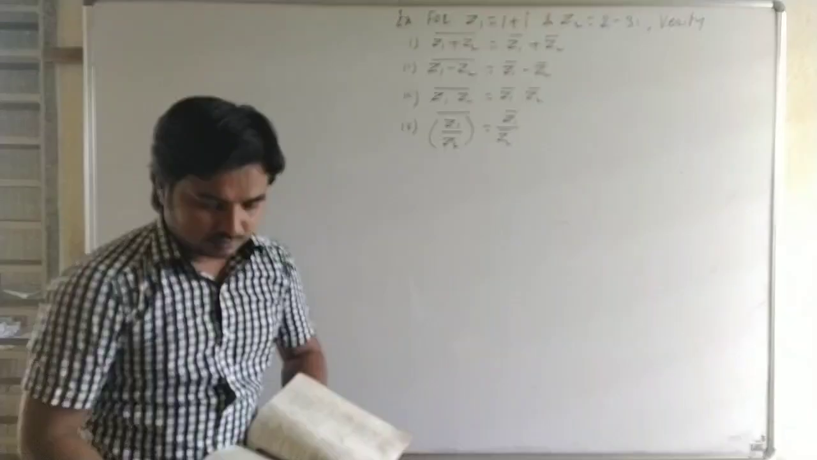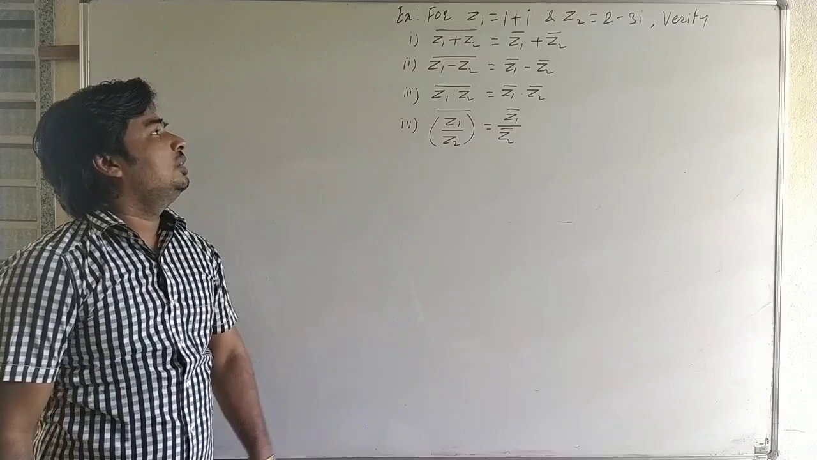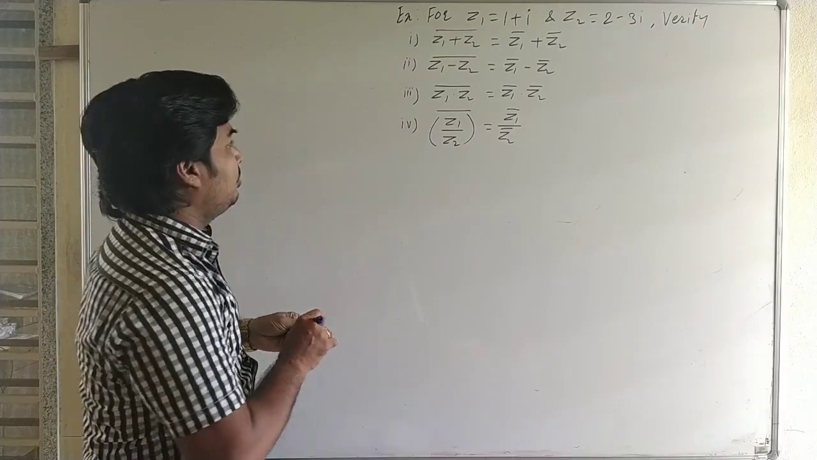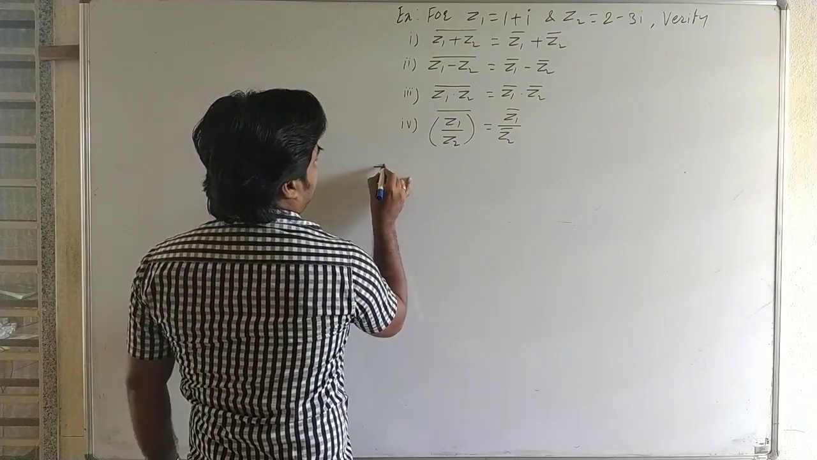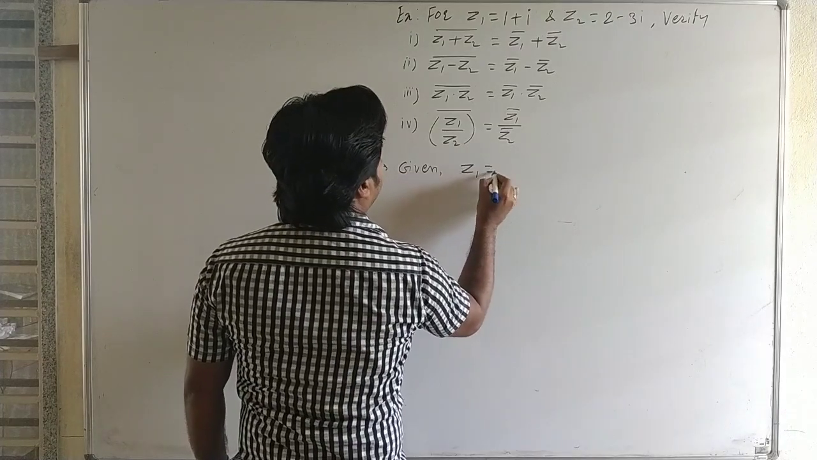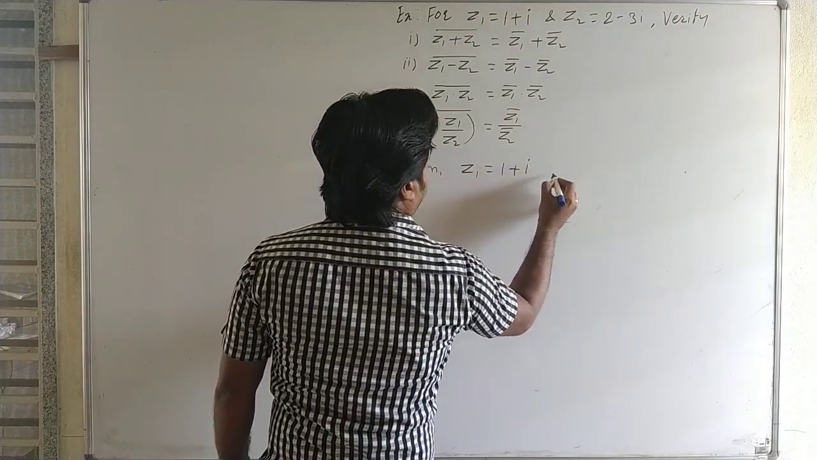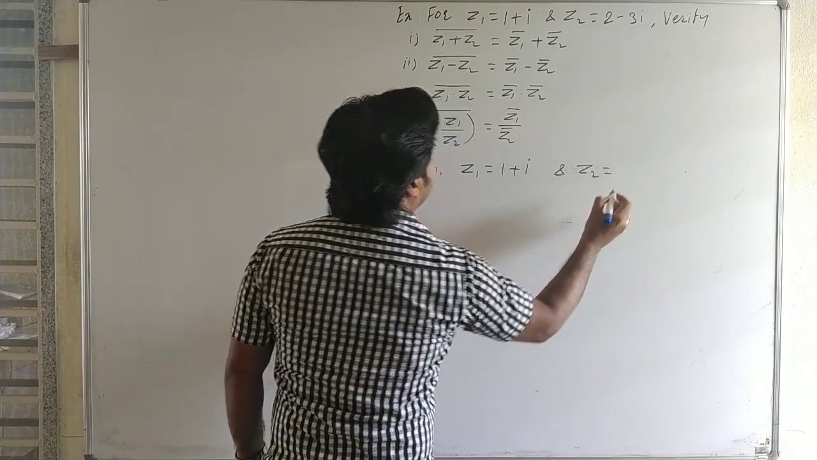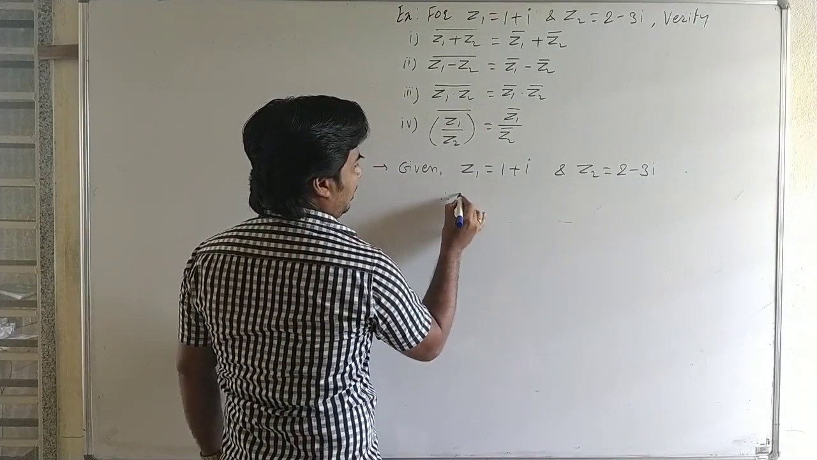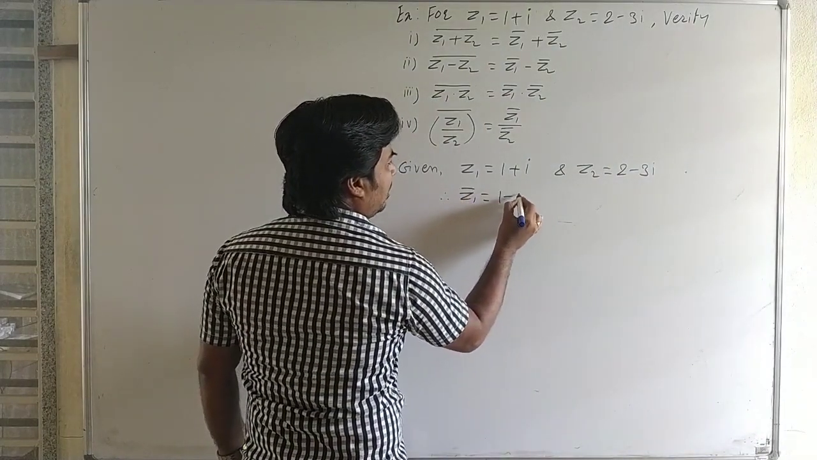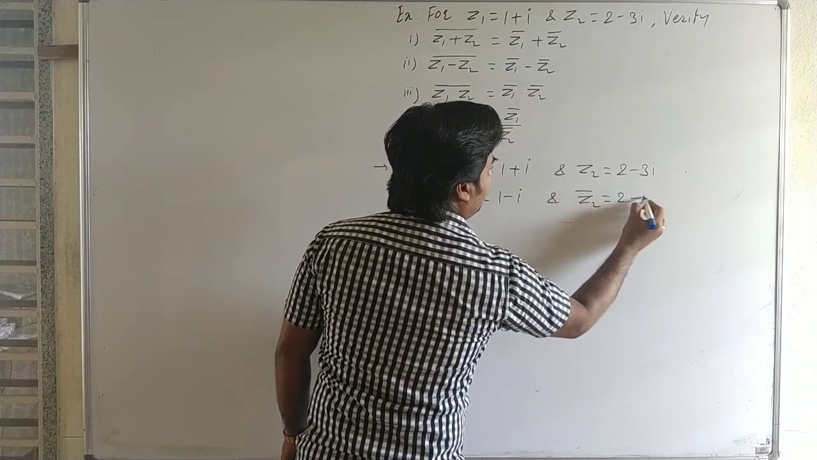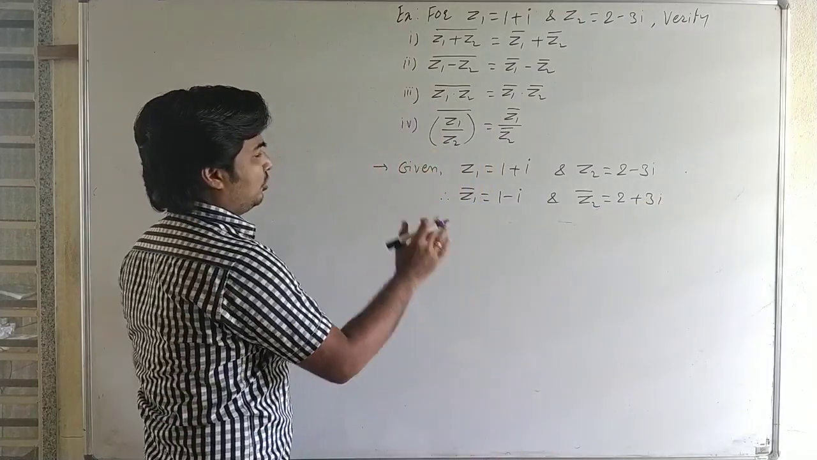Okay, here these are the properties of the conjugate numbers. Okay, properties of complex conjugate. Okay, now we prove one by one. Here given z1 is equal to 1 plus i and z2 is equal to 2 minus 3i. Therefore its conjugate z1 bar is equal to 1 minus i and z2 bar is equal to 2 plus 3i. Okay, these are the conjugates.